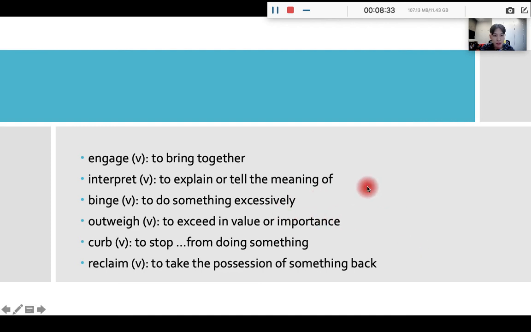Binge means to do something excessively. And the word outweigh means to exceed the value or importance of something. And to curb means to stop something from doing something. And reclaim is to take possession of something back. Okay? So that's it for the vocabulary for the TED Talk.